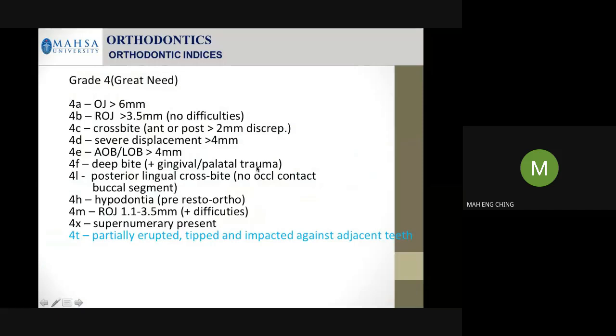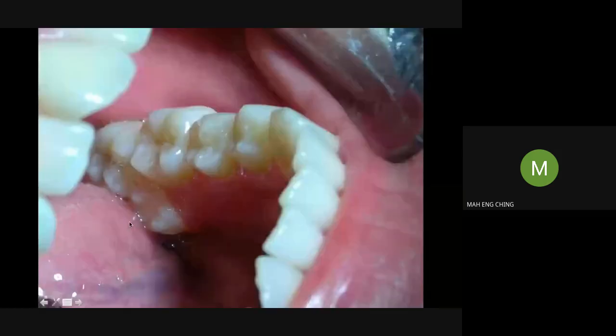Partially erupted against the adjacent tooth. Like I say, impacted teeth, let's say they're erupted. Over 5, they're erupted. Then there is impinging or they are tilting against the next adjacent tooth. And this one is considered 4T.